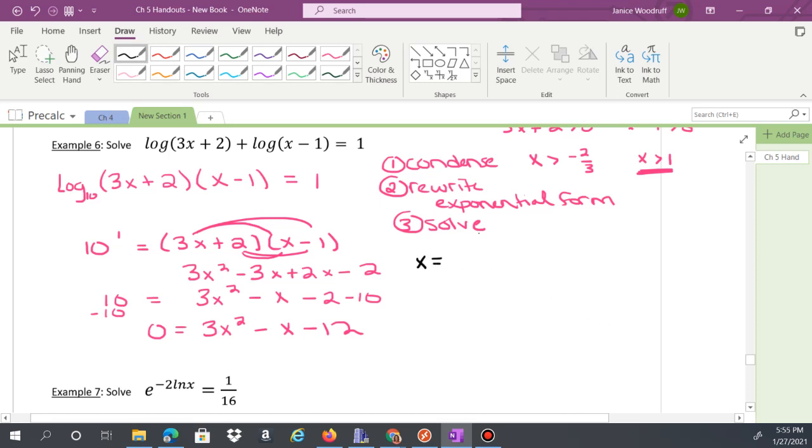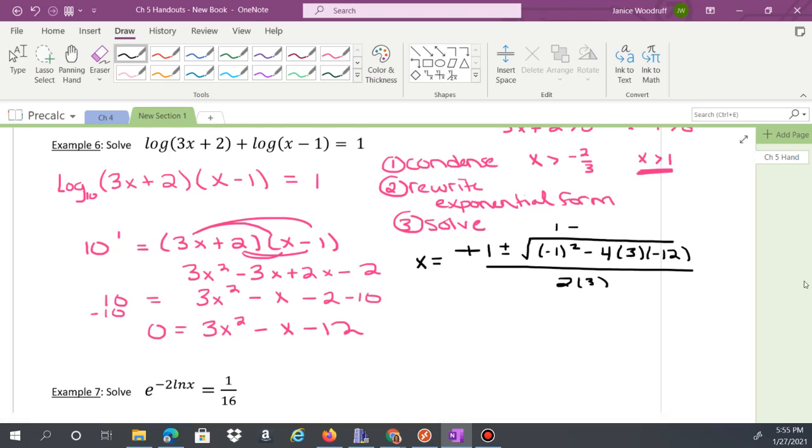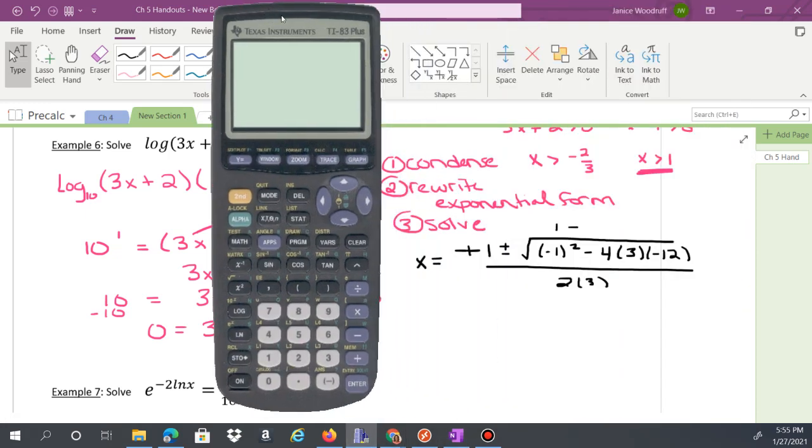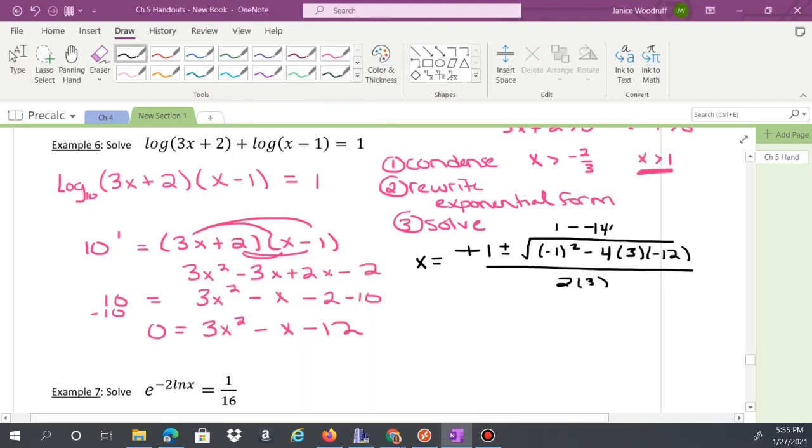Okay, so we've got negative of negative 1, that's going to be a positive 1, plus or minus the square root of negative 1 squared minus 4 times 3 times negative 12, over 2 times 3. So negative 1 squared is going to be 1, minus 4 times 3 times negative 12, which is negative 144. So 1 minus negative 144 makes that 1 plus 144. So it's 145 underneath here.